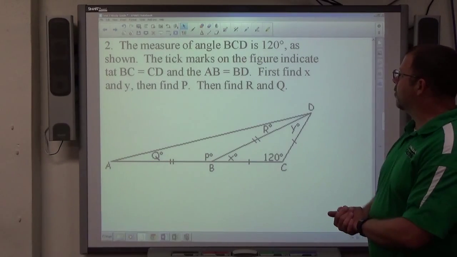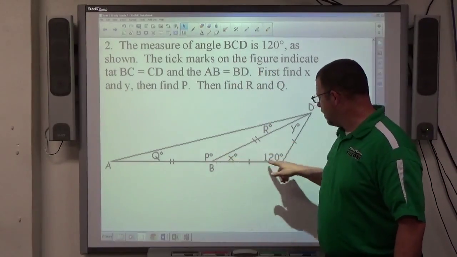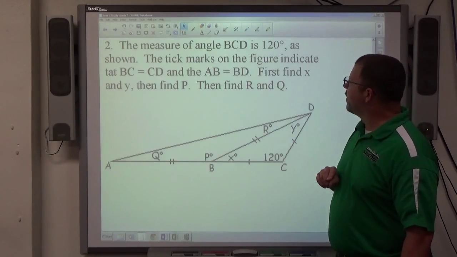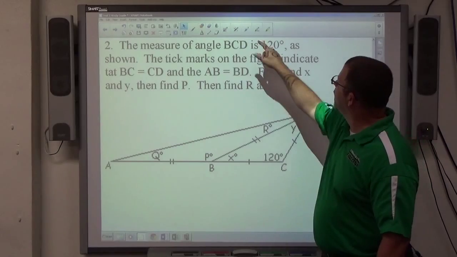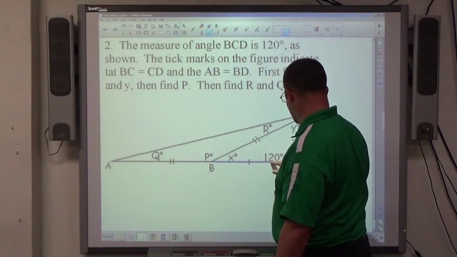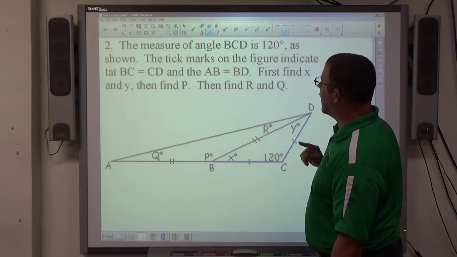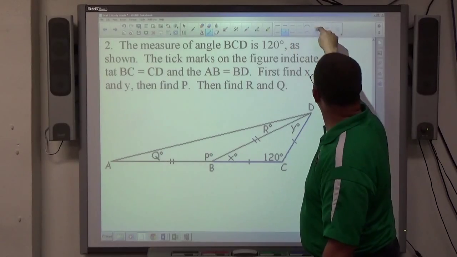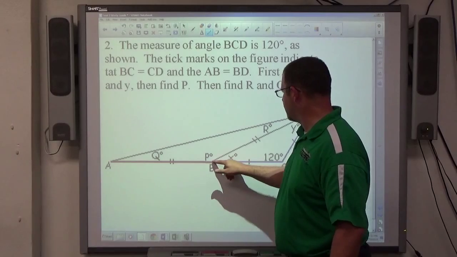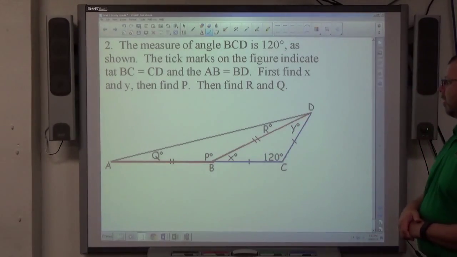Example 2, the measure of angle BCD is 120 degrees. When they name an angle with 3 letters, BCD, the middle letter represents where the angle lies. The tick marks on the figure indicate that BC equals CD. So BC and CD are equal to each other. Also that AB equals BD. So this segment equals this segment. And our job is to find x and y, then p, then r and q.